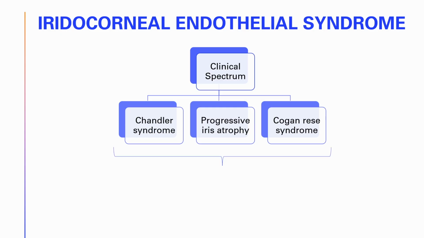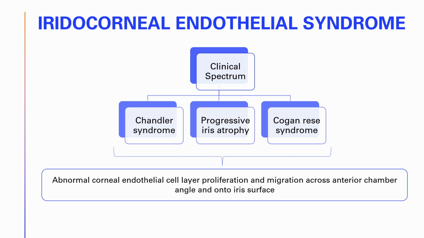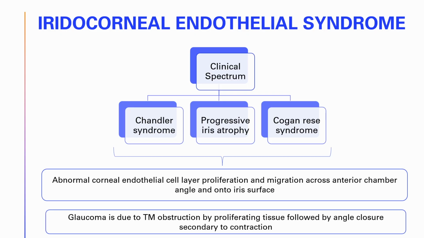And the mechanism of glaucoma development in all these three syndromes is abnormal corneal endothelial cell layer proliferation and migration across the anterior chamber angle and onto the surface of the iris, which may lead to glaucoma development due to trabecular meshwork obstruction by this proliferating tissue, followed by angle closure secondary to contraction of this membrane.